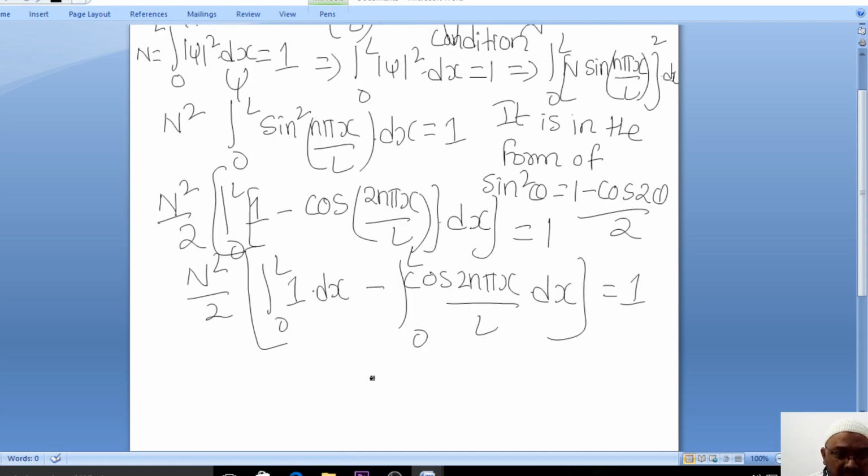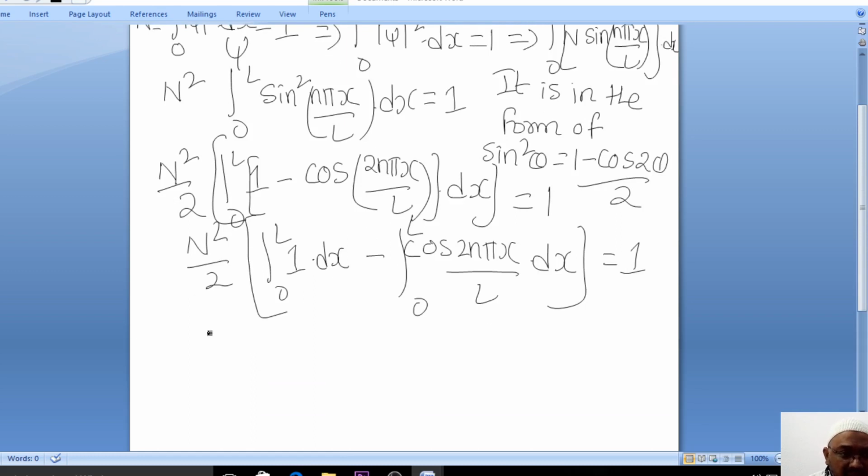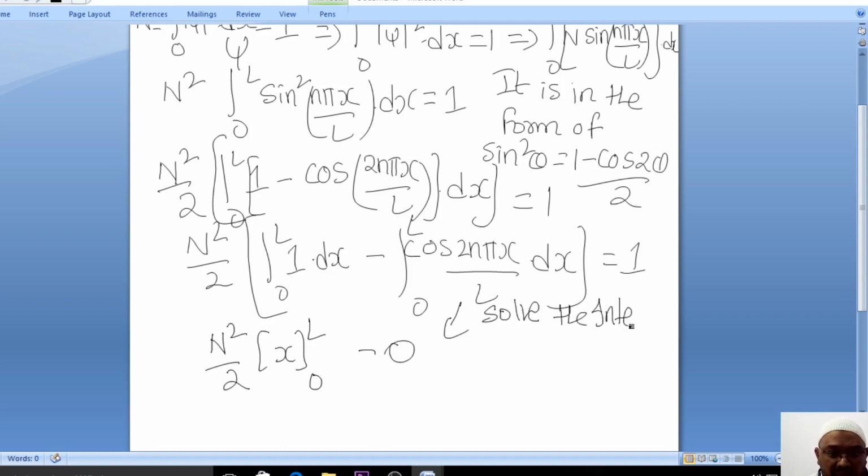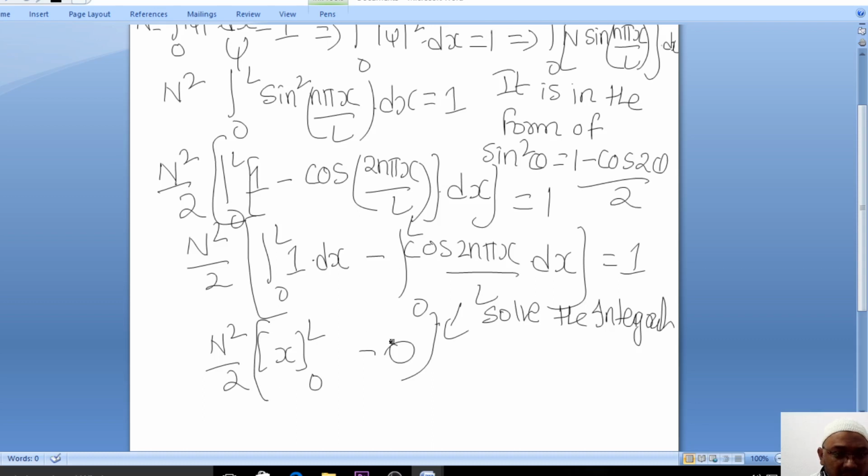So now this value, n squared individually: if you do n squared into 1 into dx, it is your x, with the limits 0 to L. The integration of cos will be your sine, and again I will take 2 outside, so this factor will be 0. If you solve this integration, you'll get the value as 0. So now this is equal to 1.